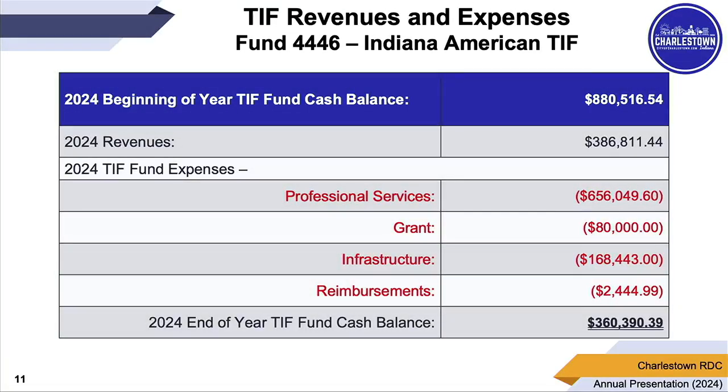But we're also required to have some type of public presentation about that. Then we get into the Indiana American TIF. Again, it shows you what the balance was there, what the revenues are for '24, and what expenses came out of that TIF, and then the year-end balance.